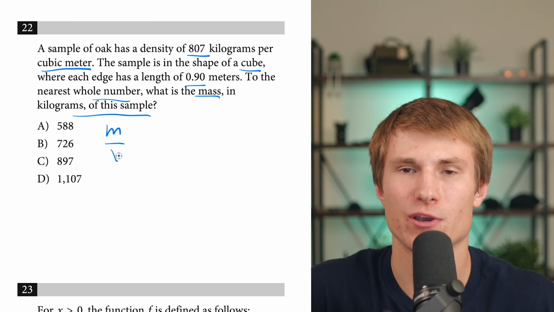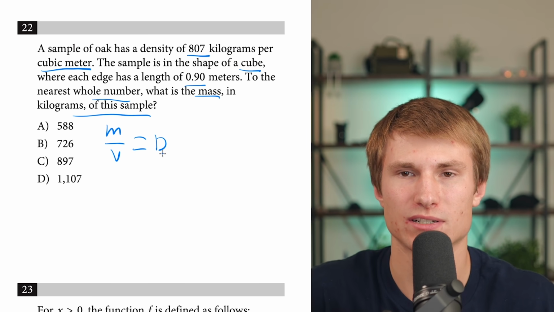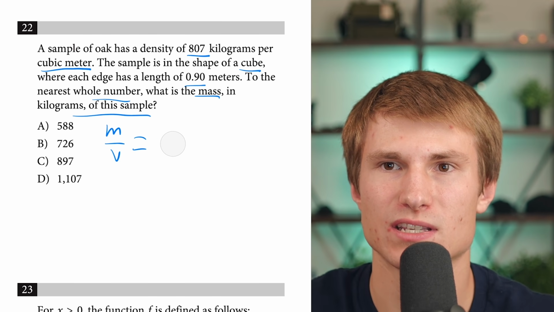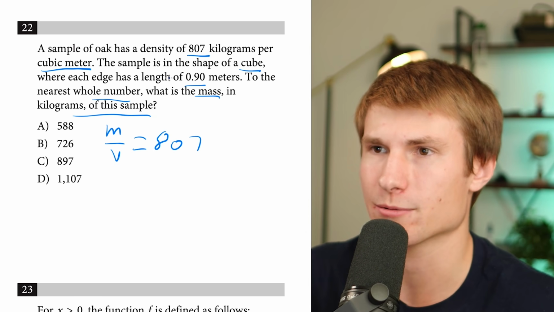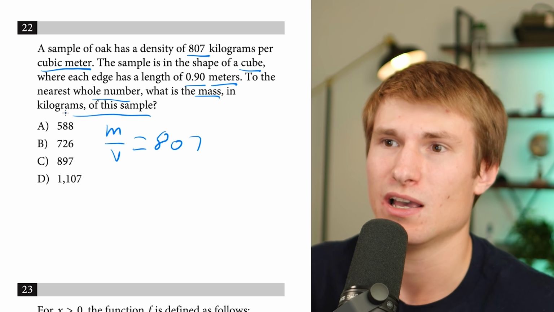All right, so we know our equation for density is mass over volume is equal to our density. In this case, we're told our density is 807 kilograms per cubic meter. Make sure we're paying close attention to units. In this case, it's kilograms per cubic meter. We also see we're dealing in meters and we're asked for our answer in kilograms.